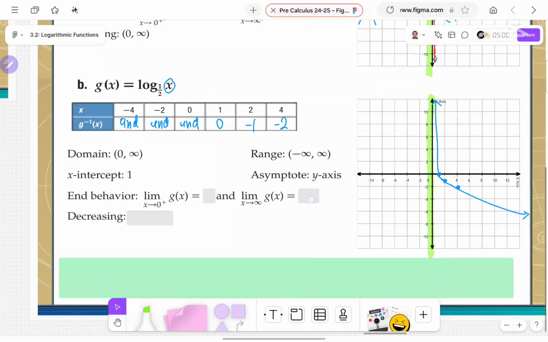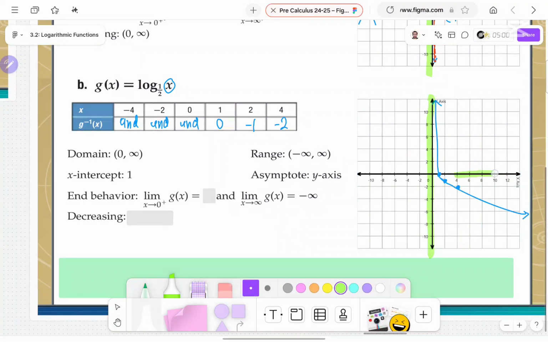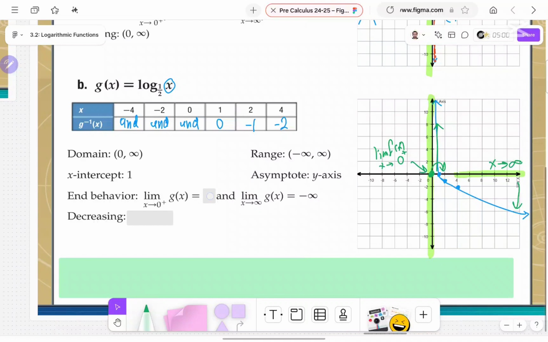And the end behavior when x approaches positive infinity is negative infinity, because look at this one here. If I go to the right, when x approaches positive, the function goes down. Because it's going down, it's negative infinity. Okay, how about the other side? As you can see, the asymptote is x equals 0. So the limit of f of x when x approaches 0 from the right, the function is going up forever, so that's why it's positive infinity.